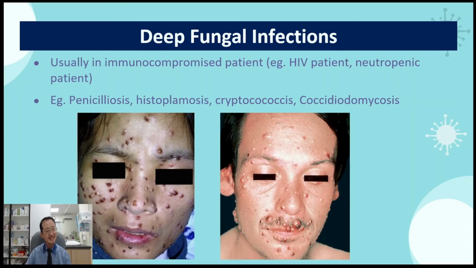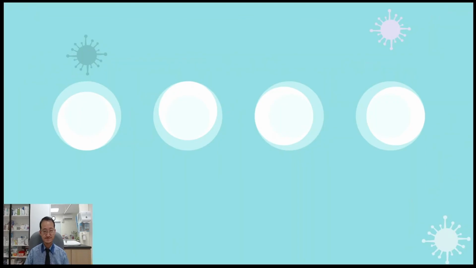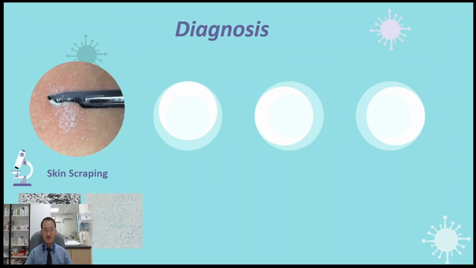These are all fancy names, not important. But I just want to tell you, if our immune system is low, you will have a very, very bad fungus infection. So, how do we make a diagnosis of fungus infection? First, we can do a skin scraping.